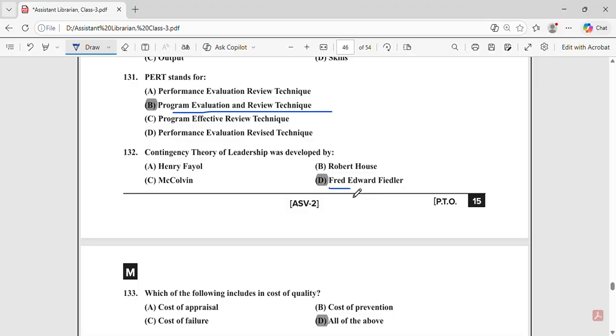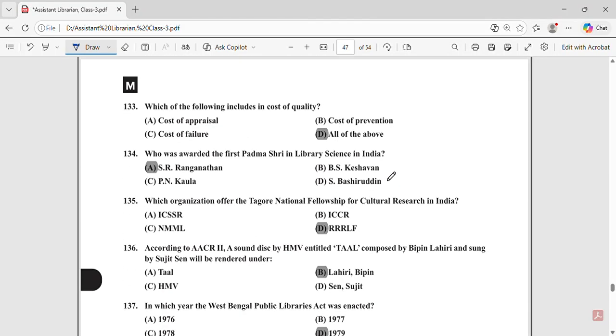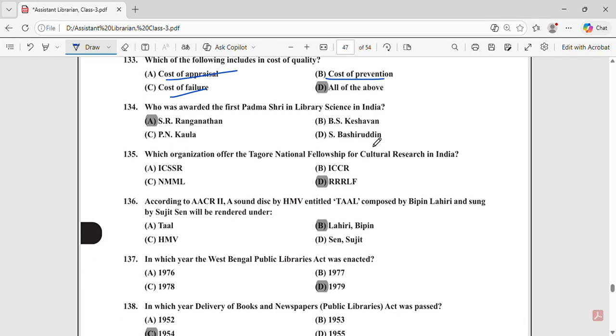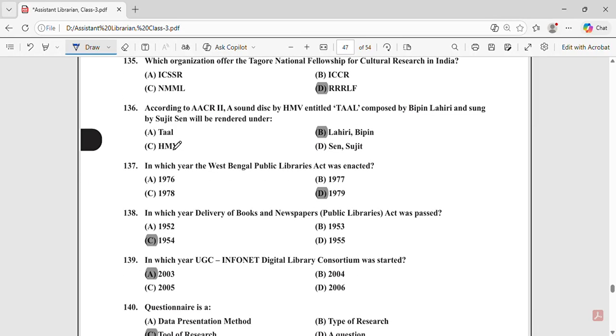PERT stands for the Program Evaluation and Review Technique. Contingency theory of leadership was developed by Fred Edward Fiedler. Which of the following includes in cost of quality? That is all of the above: cost of appraisal, cost of failure, and the cost of prevention.